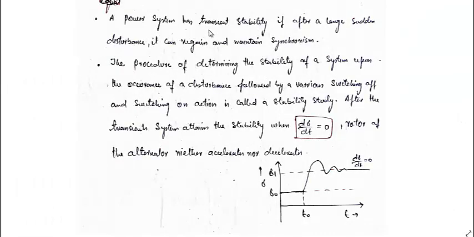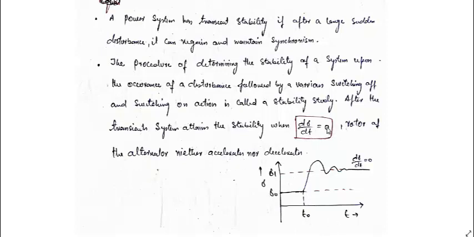So a power system has transient stability if after a large sudden disturbance it can regain and maintain synchronism, which we know. The procedure of determining the stability of a system upon the occurrence of a disturbance, followed by various switching off and switching on actions, is called stability study. After the transient, the system attains stability when dδ/dt is equal to 0, and the rotor of the alternator neither accelerates nor decelerates.